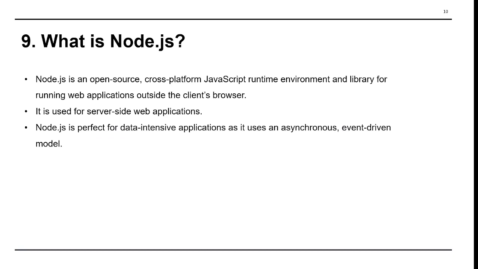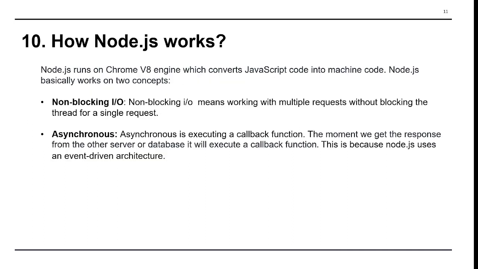What is Node.js? Node.js is an open-source cross-platform JavaScript runtime environment and library for running web applications outside the client's browser, and it is used for server-side web applications. How does Node.js work? Node.js runs on Chrome V8 engine, which converts JavaScript code into machine code.